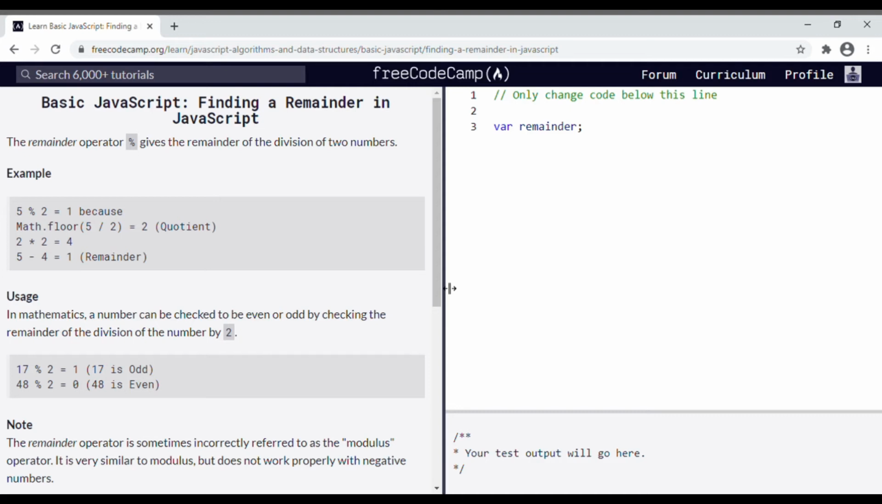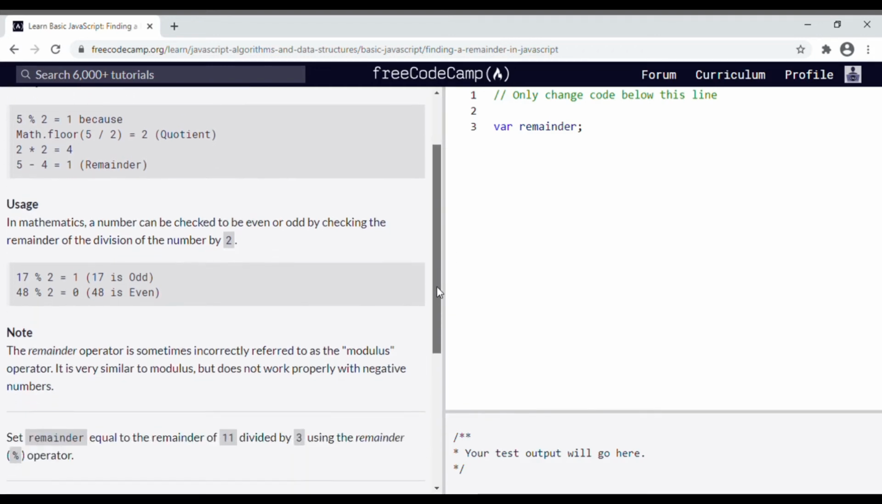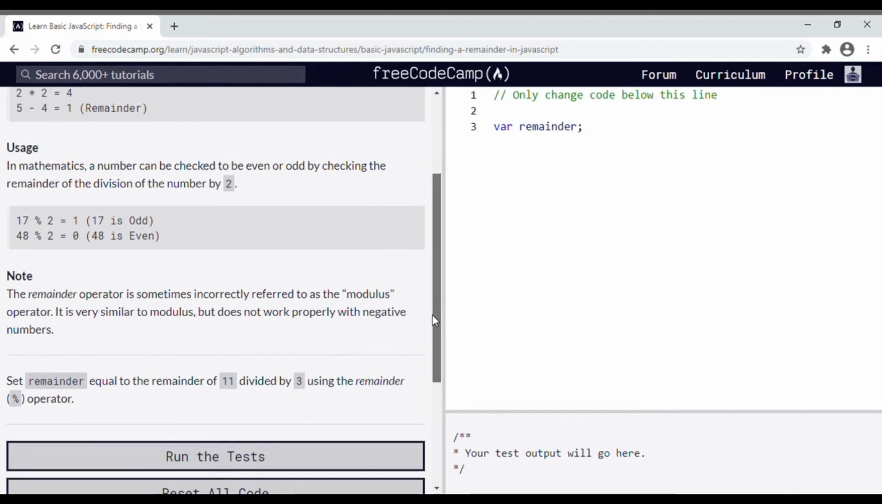Note, the remainder operator is sometimes incorrectly referred to as a modulus operator. That's exactly what I was talking about earlier. It is very similar to the modulus, but does not work properly with negative numbers. Okay, so they're two different things. I need to go and look up what this is then.